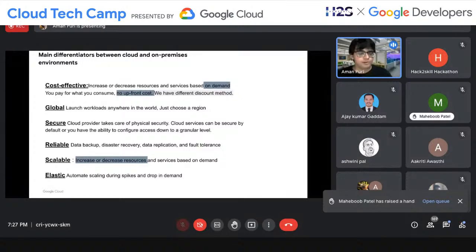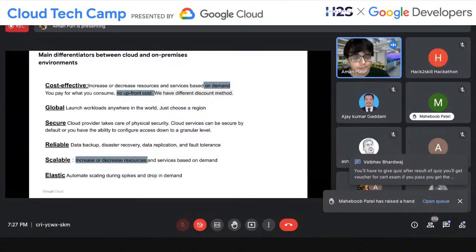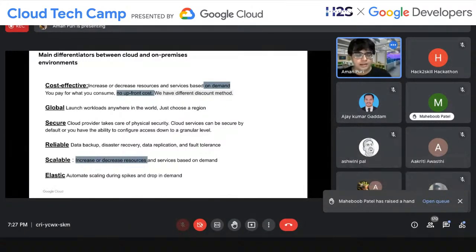The fourth thing is that it's reliable. Reliable as in you can go with data backup solutions and disaster recovery solutions. Recently, you must be aware, Google Cloud has just introduced its native backup and disaster recovery solutions, and it's now generally available. So you can natively back up and set up a disaster recovery environment, data replication, and fault tolerance solutions for your Google Cloud platform as well. That's one of the benefits in this case.